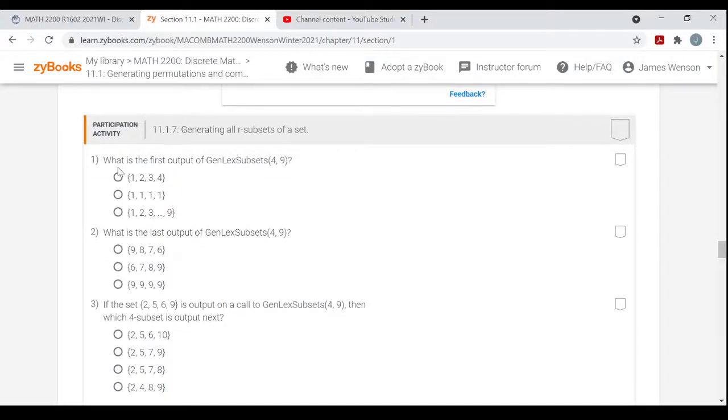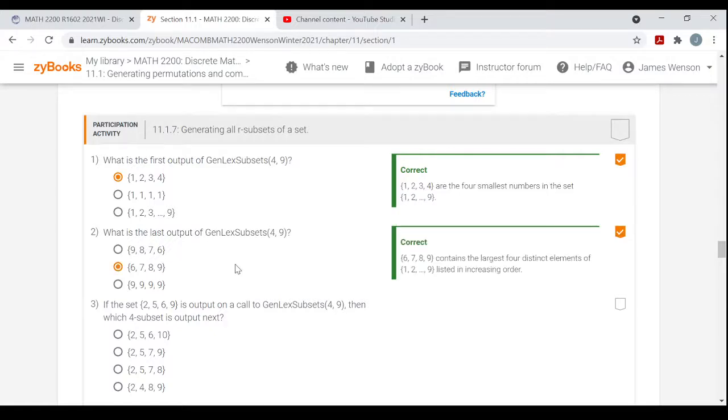So what is the first output of this choosing r subset? Now, this is 4 subsets out of a set of 9, so the first output would be 1, 2, 3, 4. The last output would be 6, 7, 8, 9, the last 4 subset out of 9 elements.